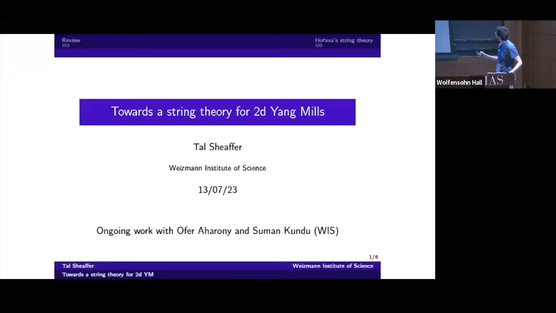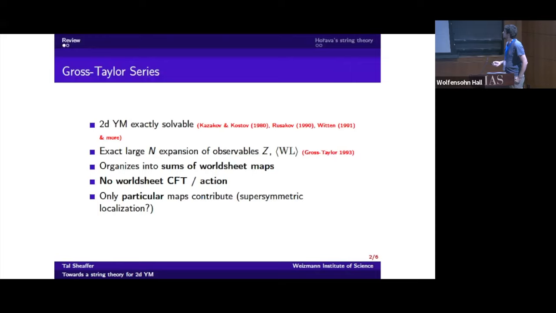Hi, so I'll tell you guys about some ongoing work with Ofer Aharoni and Suman Kundu about formulating a worldsheet theory for 2D Yang-Mills. We're working based off a proposal by Horava from the 90s. So let me give a quick review and then tell you what we're up to. So 2D Yang-Mills is an exactly solvable confining theory. The partition function and all Wilson loop expectation values can be expressed exactly.